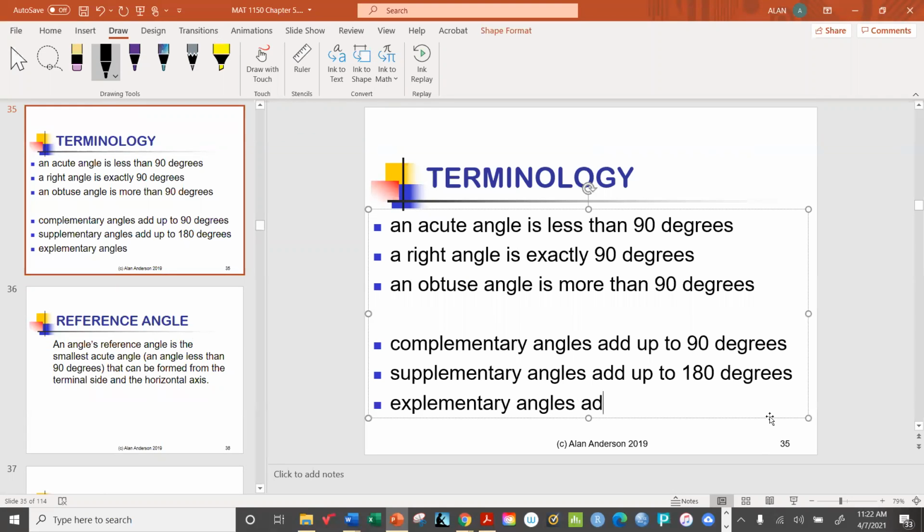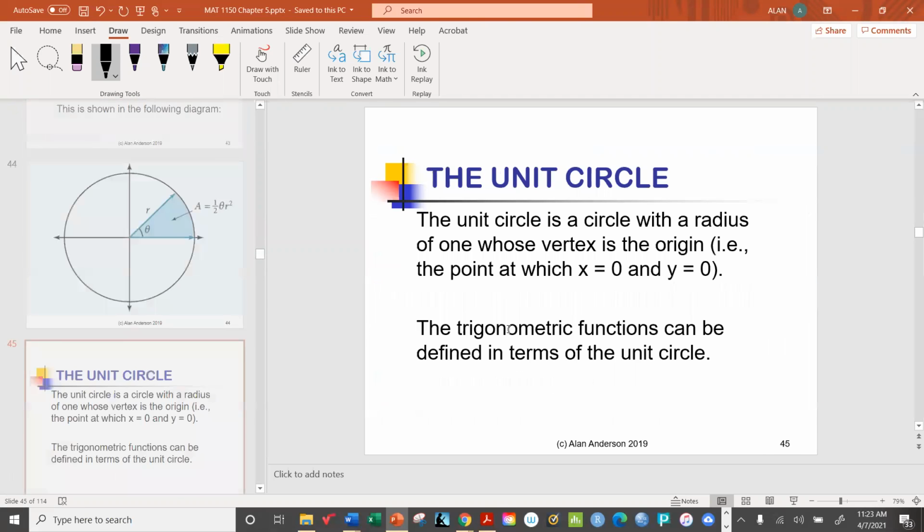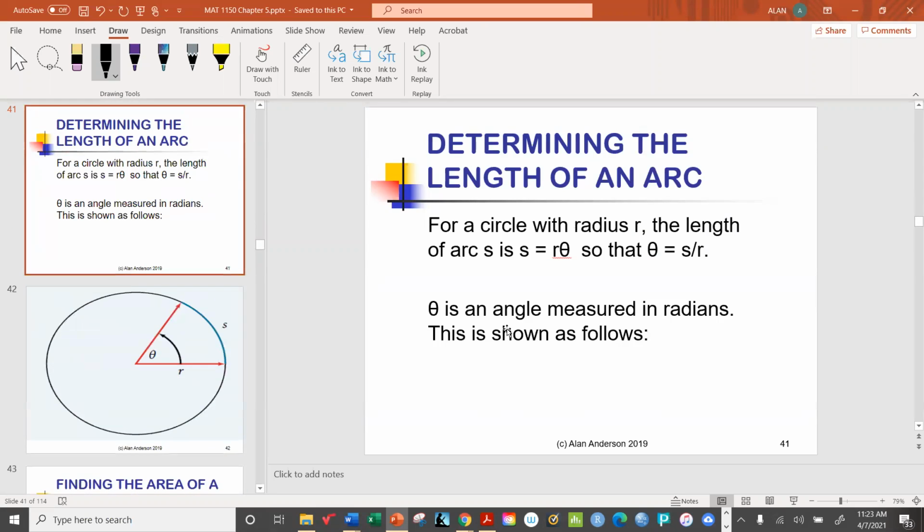Explementary angles add up to 360 degrees. Wow. That's a new one on me. I've never heard that before, but all right. Anyway, you had to figure somebody would have come up with a name for that because it could potentially be very useful.